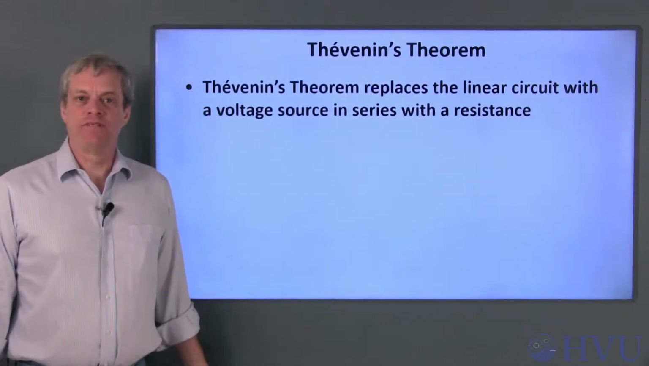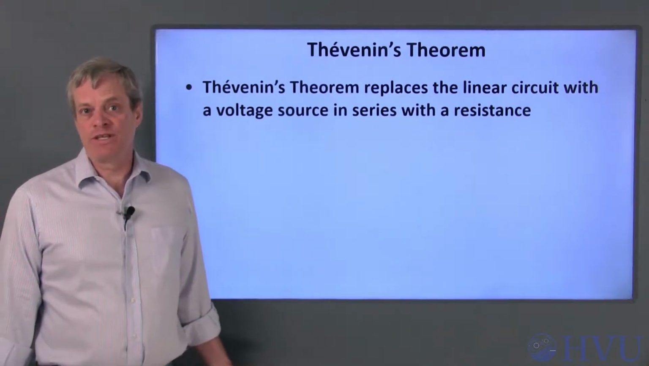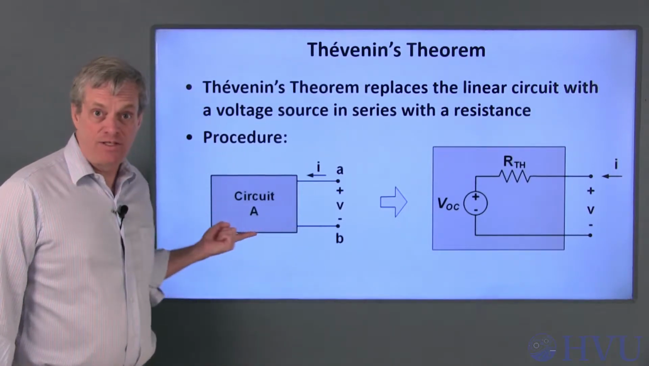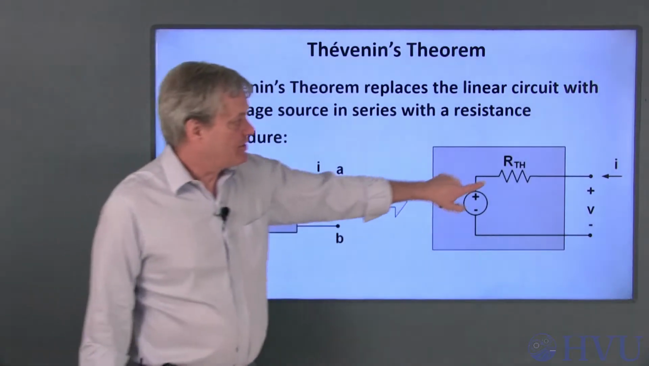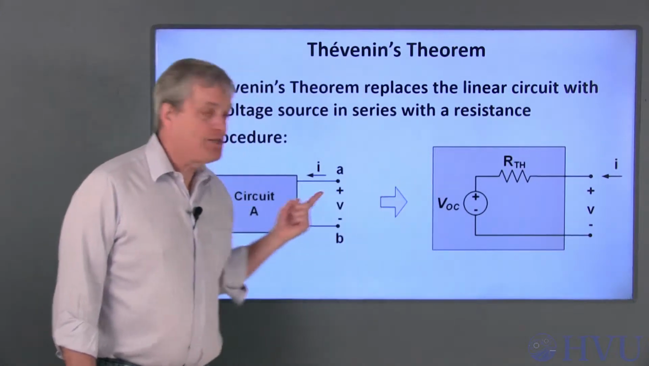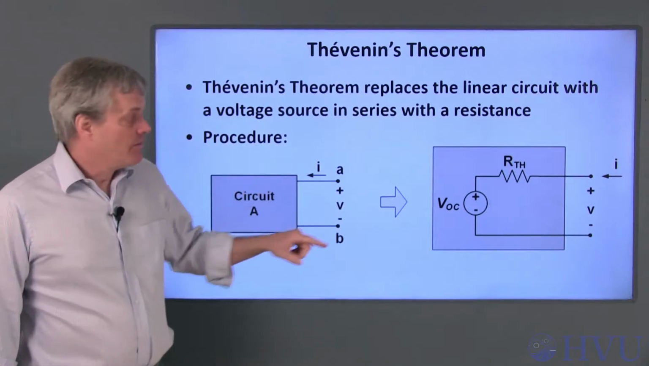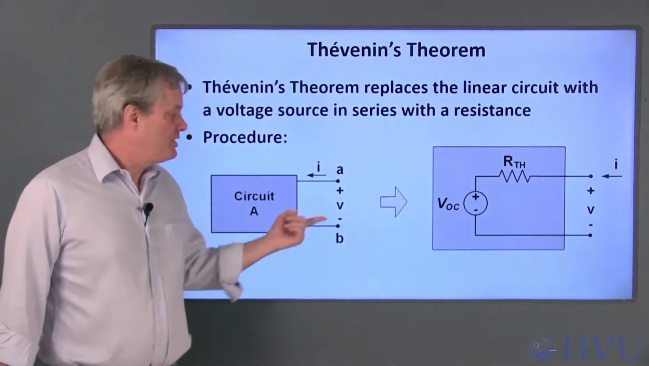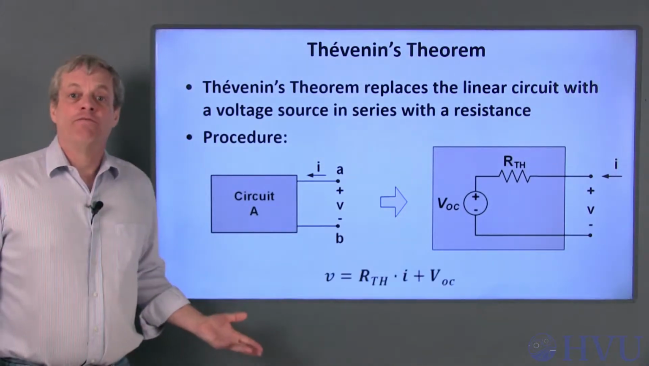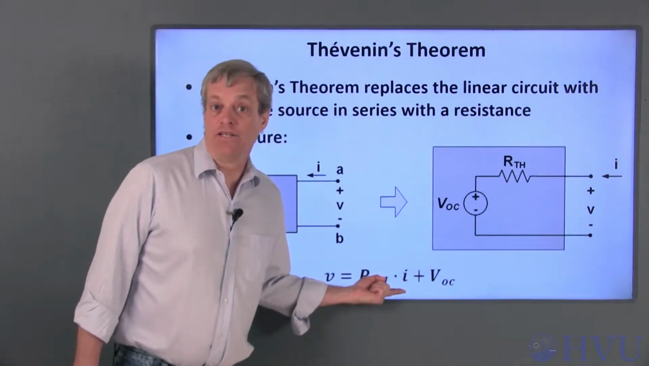Ultimately, Thévenin's theorem says that any linear circuit can be modeled as a voltage source in series with a resistance. Mathematically, the voltage-current relationships across the terminals of these two circuits are identical as long as RTH and VOC are chosen correctly. The resistance, RTH, is the resistance seen across these terminals with the sources in the circuit killed. The voltage, VOC, is the voltage that would be measured across these terminals if the terminals are open-circuited. The voltage-current relationship is of the form V equals VOC plus RTH times I.